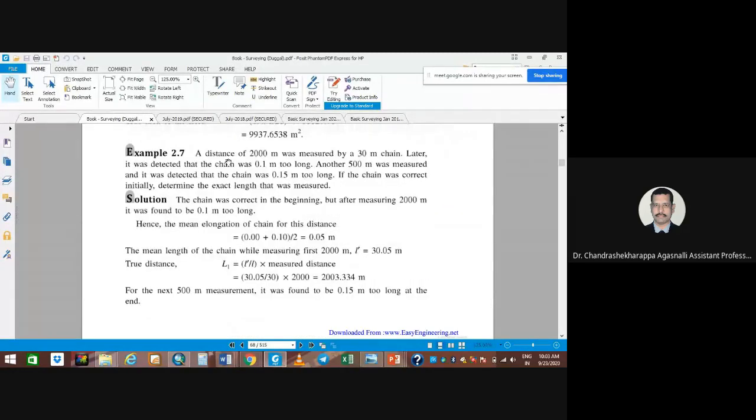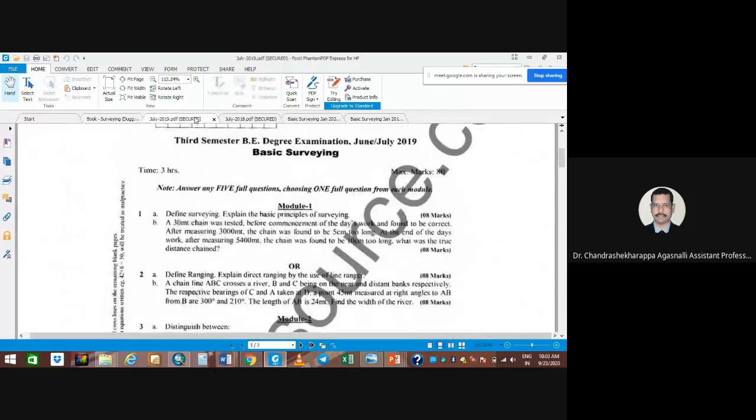So it's exactly the same question which you can see here. The way they ask the question may be twisted, but what we are going to measure is the true distance of the chain. That is the thing here.